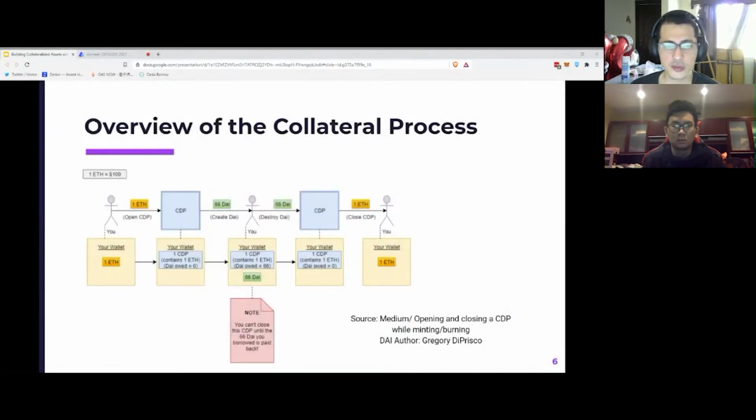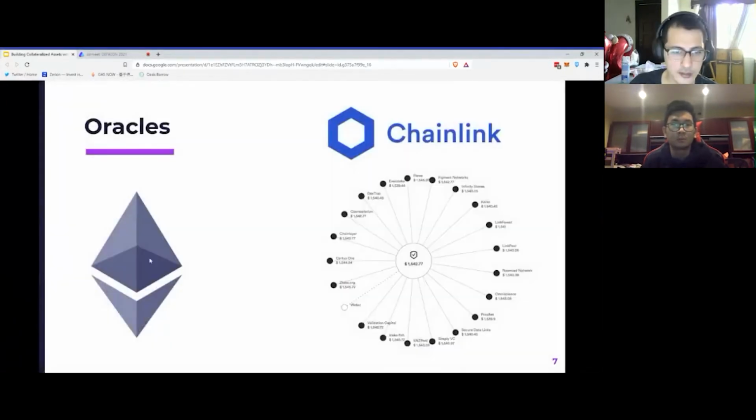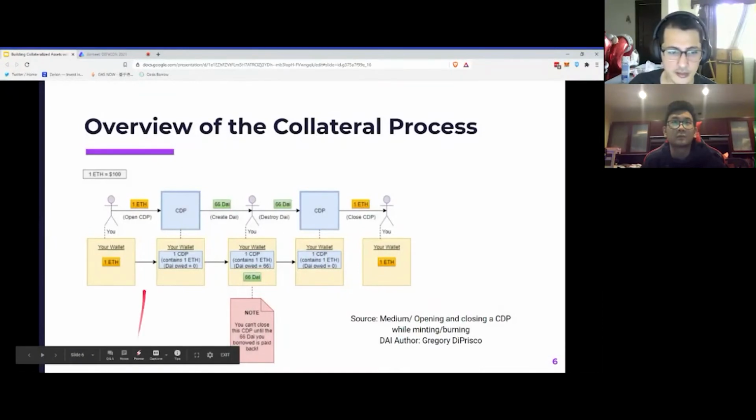So I'm going to show you a small graph that is an overview of how the collateral process works. As you can see, the ETH price was around $100. Really, it was a lot of time ago. This describes how the collateralization process for Maker works. At that time, they were called CDPs, or collateralized debt positions. But let me see if I can use the pointer.